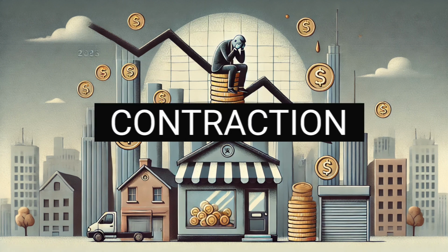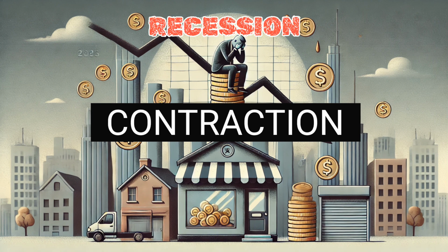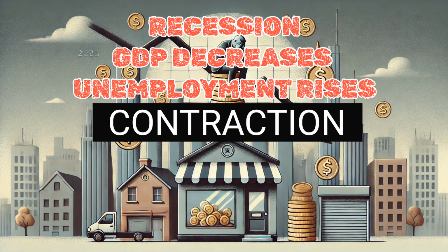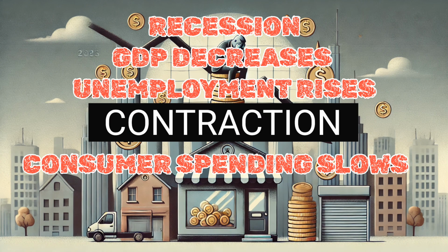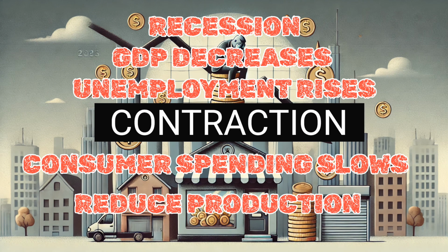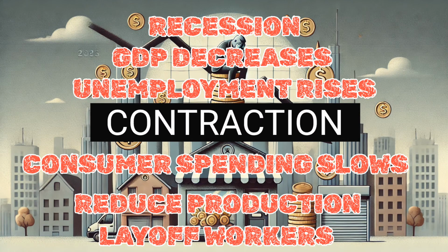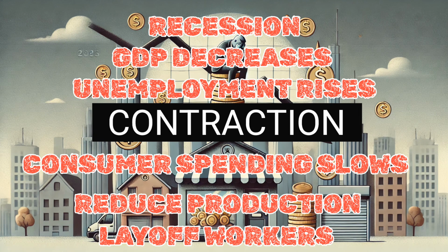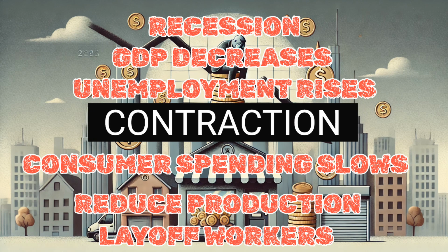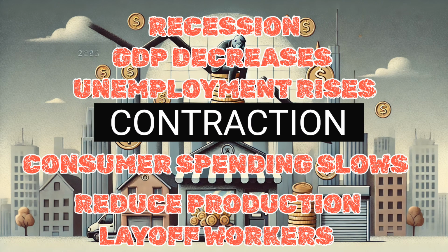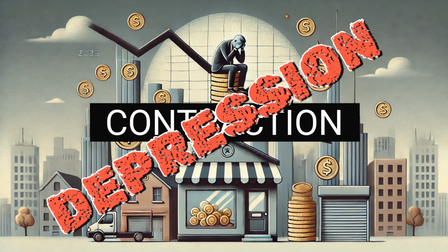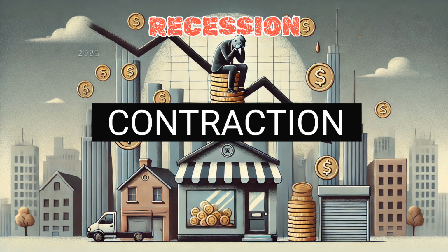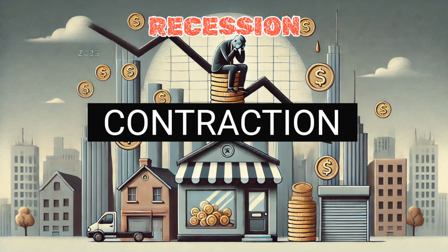Contraction. The contraction phase, often referred to as a recession, is a period of economic decline. During this phase, GDP decreases, unemployment rises, and consumer spending slows. Businesses may reduce production, lay off workers, and delay investments due to weaker demand. Confidence in the economy wanes, and financial markets may experience volatility. The duration and severity of a contraction can vary, with prolonged downturns sometimes leading to depression.